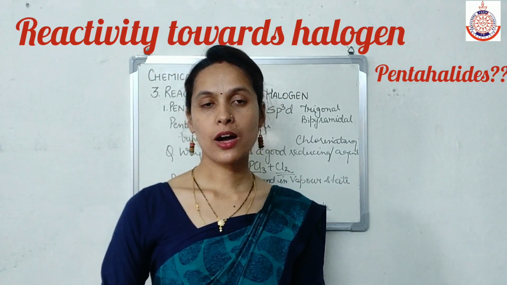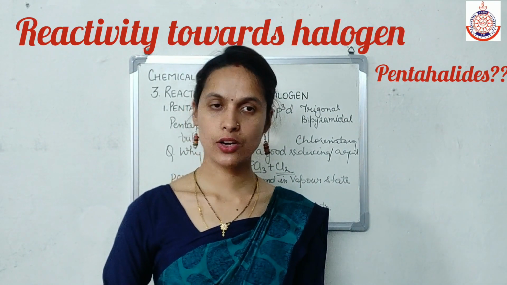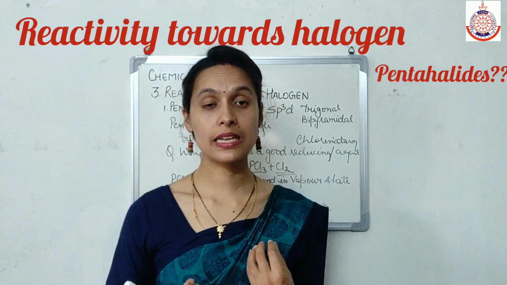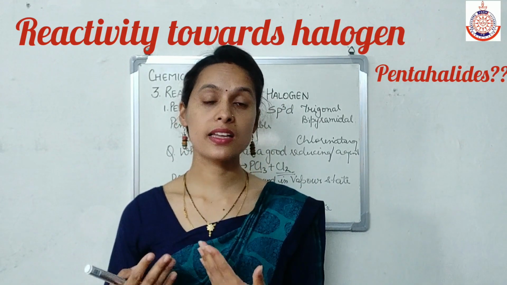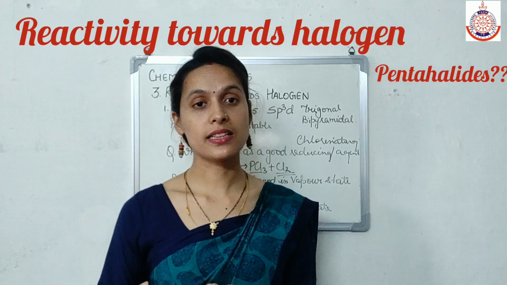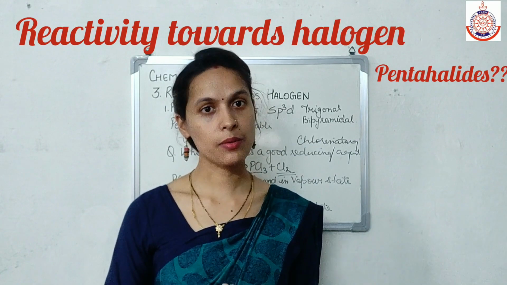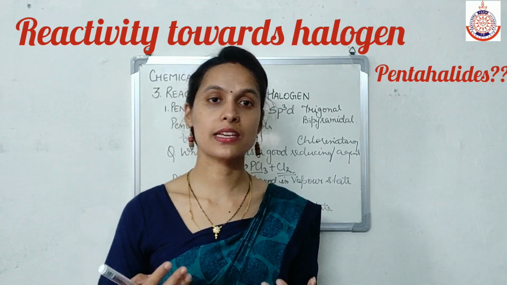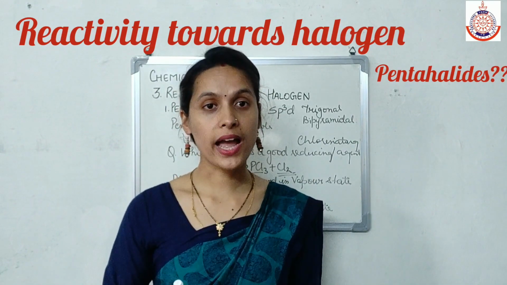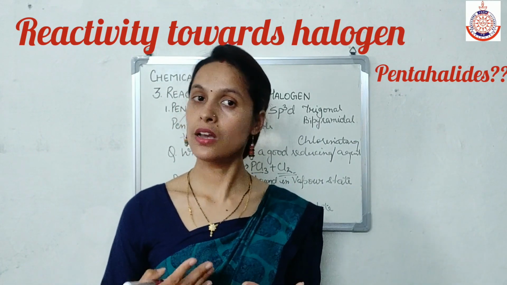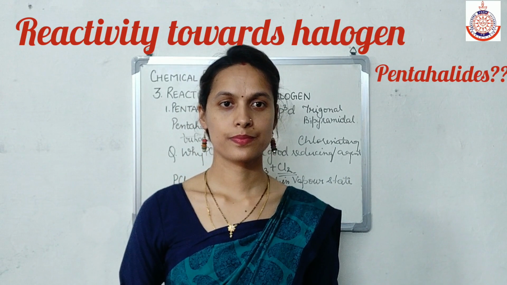Now we'll talk about the anomalous behavior of nitrogen. That is why nitrogen behaves anomalously, differently from the other elements, even when all the elements are present in the same group and have the same electronic configuration. So why are the properties of nitrogen a little bit different from the other elements?